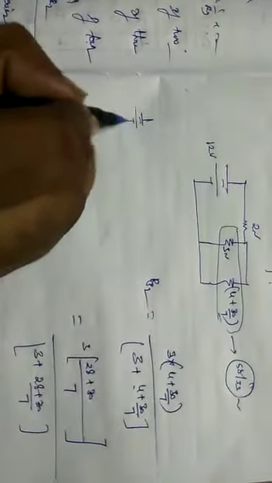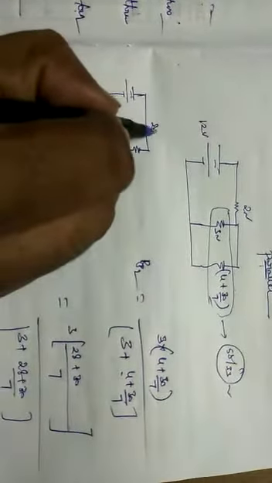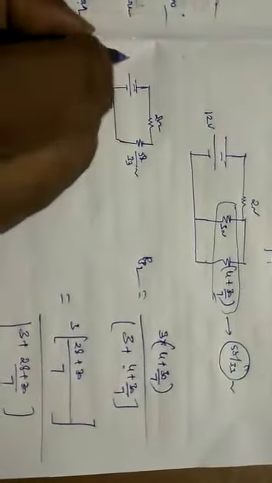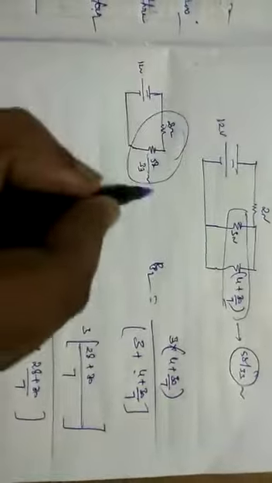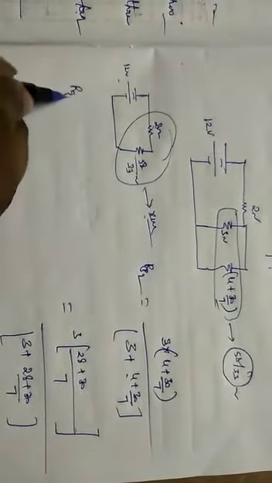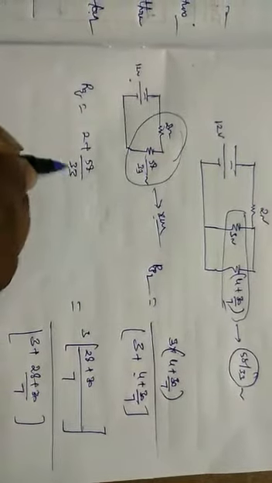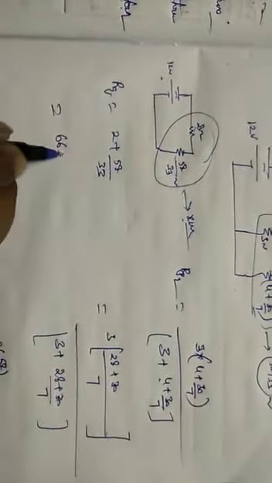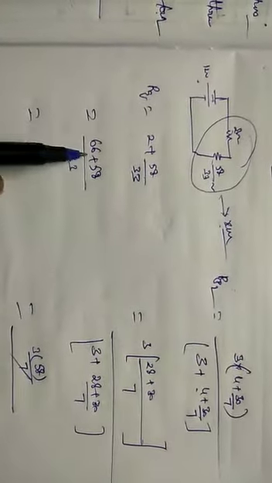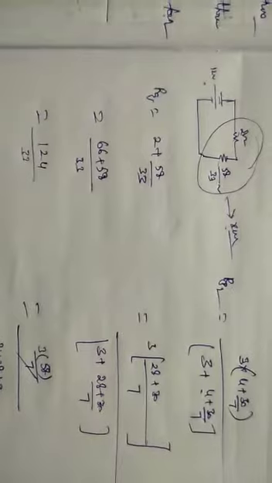So here the connection: 2 ohms and 58 by 33 ohms. Here 12 volts. So these two are in series, across the battery of 12 volts. So the final R equivalent is equal to 2 plus 58 by 33 ohms. Then we get 66 plus 58 by 33, that is 58 plus 66, how much? 8, 6, 14, 6 plus 6 is 12, 124 by 33.